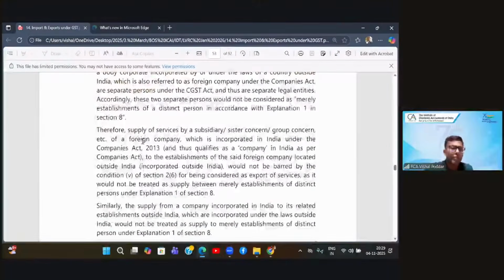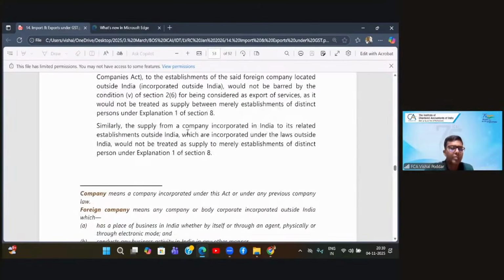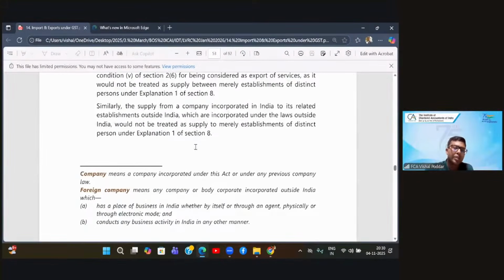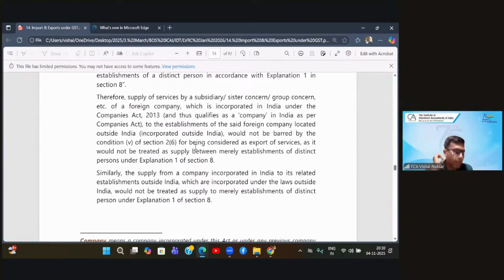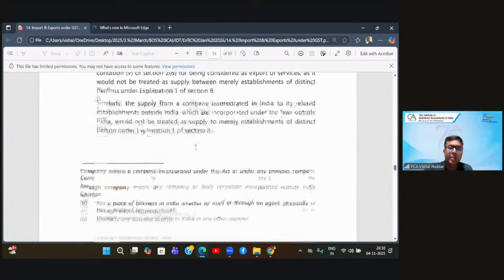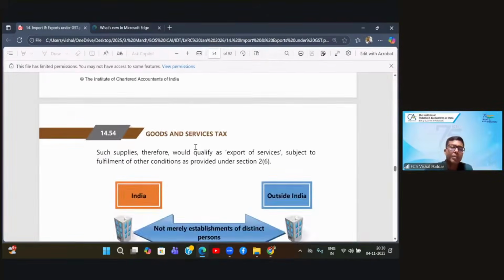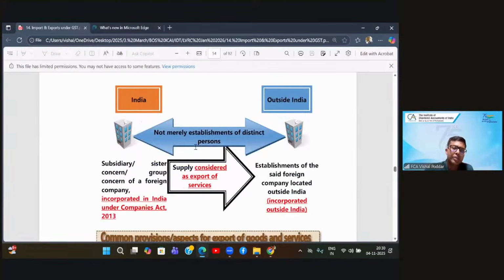So for the purpose of the final answer, supply of services by a subsidiary, sister or group concern of a foreign company which is incorporated in India as per the company's laws and thus is a separate company in India, to the establishment of the said foreign company located outside and incorporated outside, would not be barred by the last condition of the definition of export, as both are not merely establishments of the same person, but they are actually two distinct persons. Similarly, supply from a company incorporated in India to its related establishment outside India, which is incorporated under the laws outside India, will again not be treated as supply merely to your branch. In other words, where the foreign counterpart and the Indian counterpart both are registered under the respective countries' companies law or companies act, then it will be regarded as export of service and the restriction will not apply.